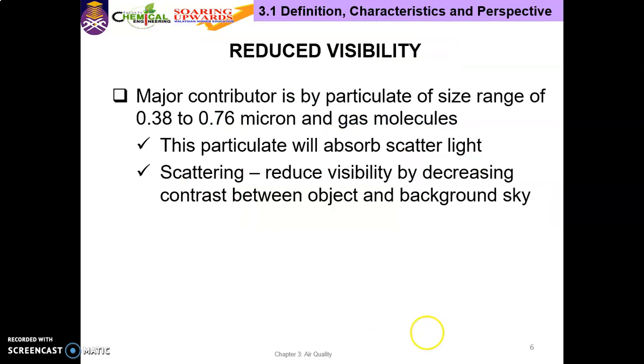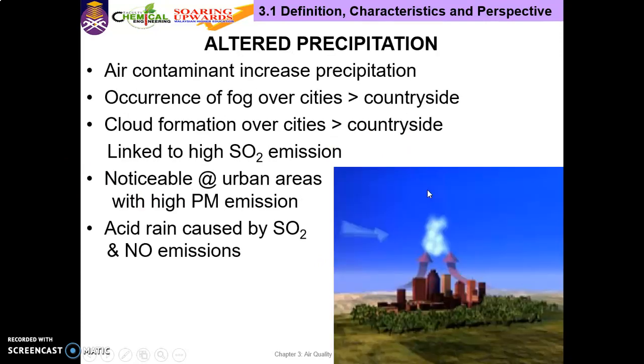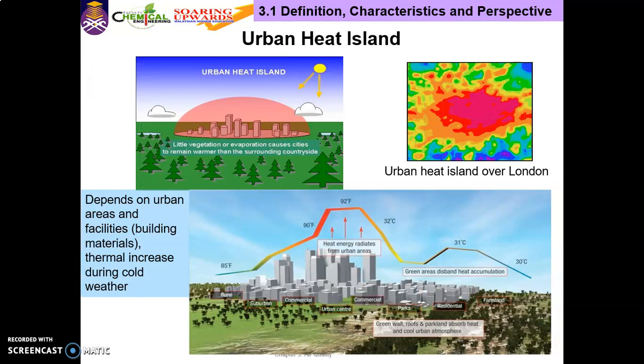Okay, now look at reduced visibility. So the major contributor is by particulate from sizes of 0.38 to 0.76 micron. Okay, so the scattering will reduce visibility by decreasing contrast between object and background of sky. For altered precipitation, as I mentioned before, it involves occurrence of fog over cities, okay, because of the cloud formation. So akan berlaku acid rain because of SO2 and NO emission. Okay, of course kena plus dengan water lah, okay, untuk membentuk acid rain.